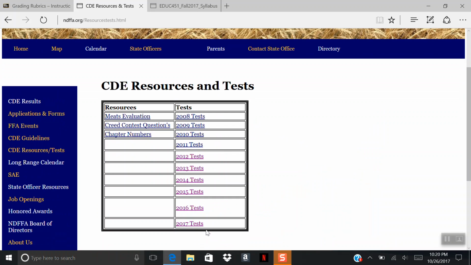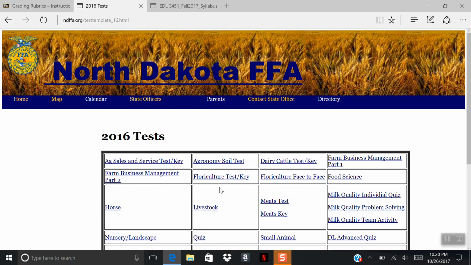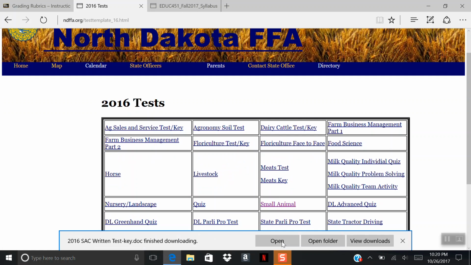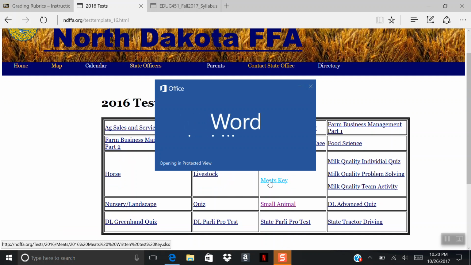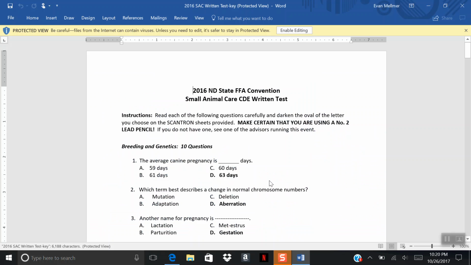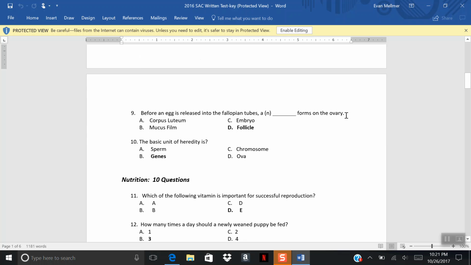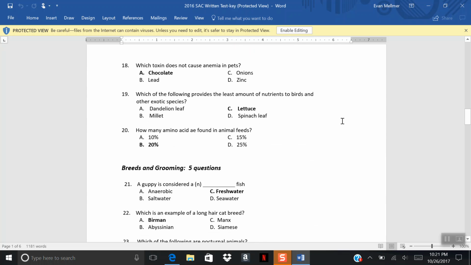So let's say we'll go to 2016. Let's say I want to study because I know I want to do small animal care. So I'm actually going to click on this here, and this will bring up these exact written tests that were at state convention for 2016 on small animal care. From these, I bet 75% of the questions will be the exact same from year to year.